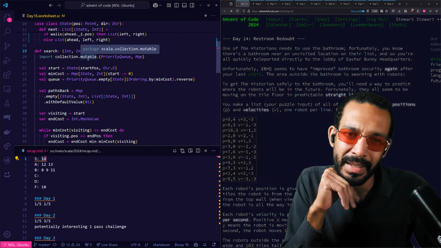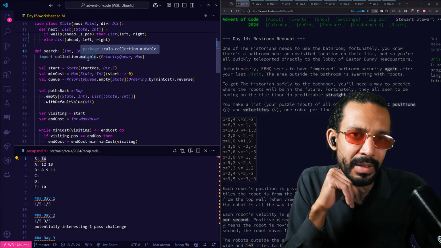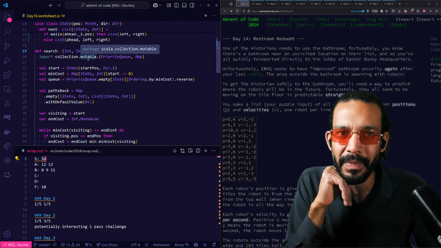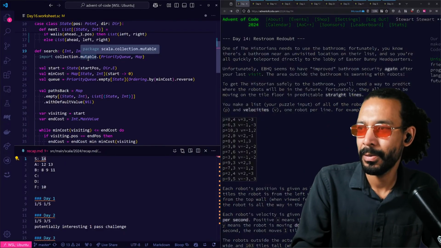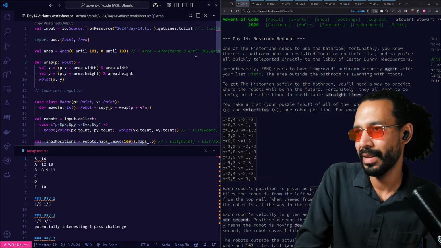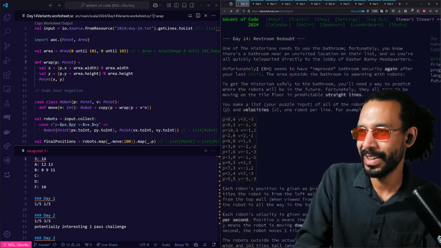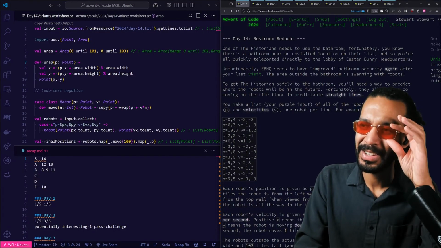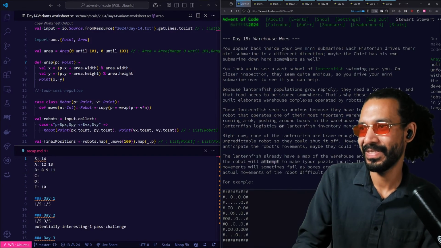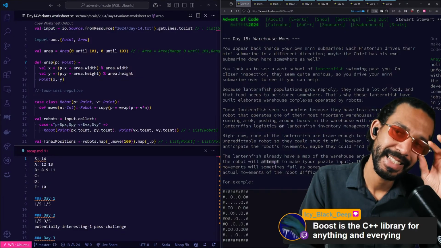Yeah, Boost, and your skeleton has examples of using it for tokenizing and regex. Wait, what's Boost? Should I be using that for my input too? This is so fun. It's so fun to scroll through and be like, oh my god, there it is. C++ library for anything and everything. I see. I see.